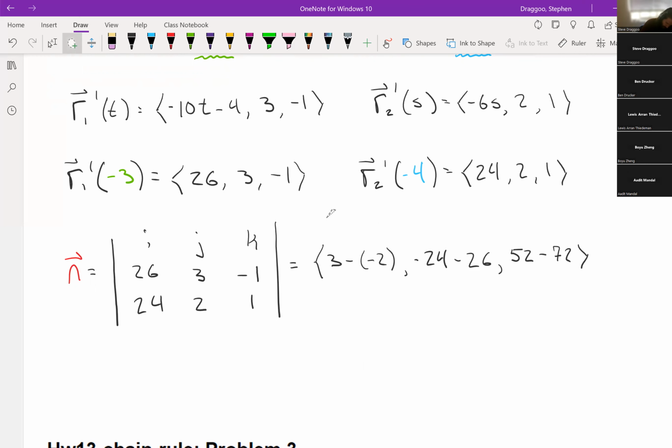Okay, let's just write this down below. 3 plus 2 is 5 for our x component. Then -24 minus 26 gets me to -50. And lastly, 52 minus 72, I believe that's -20. So there's our normal vector.